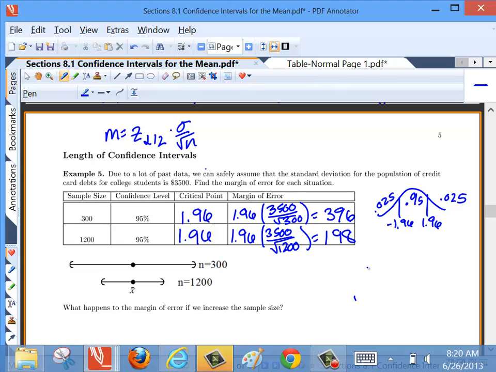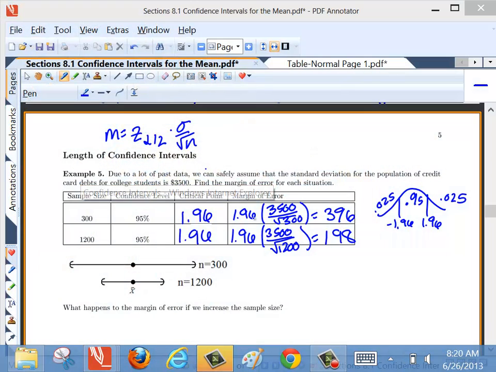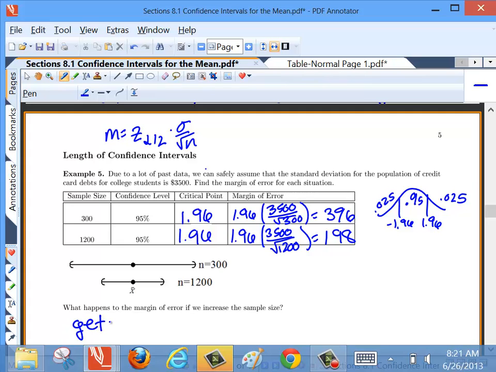198. Here's a graphic where I drew out my confidence interval for n equals 300 and the confidence interval for n equals 1,200. You'll see as we increase our sample size, our margin of error gets smaller. And we want smaller margins of error because that means our estimates are more precise, or our intervals are smaller, and I get better information out of them.